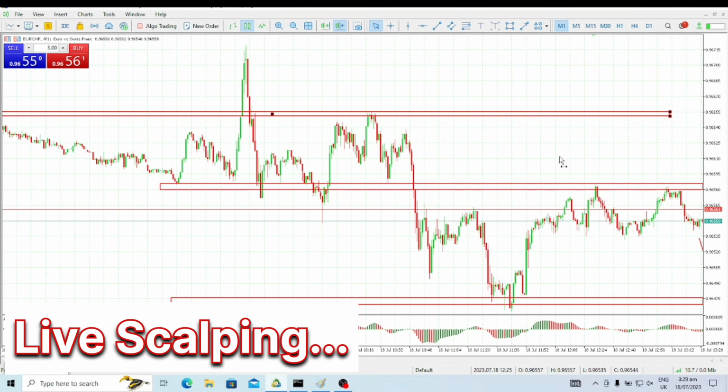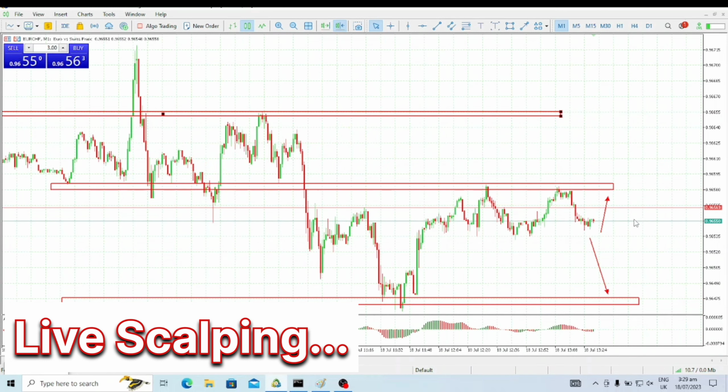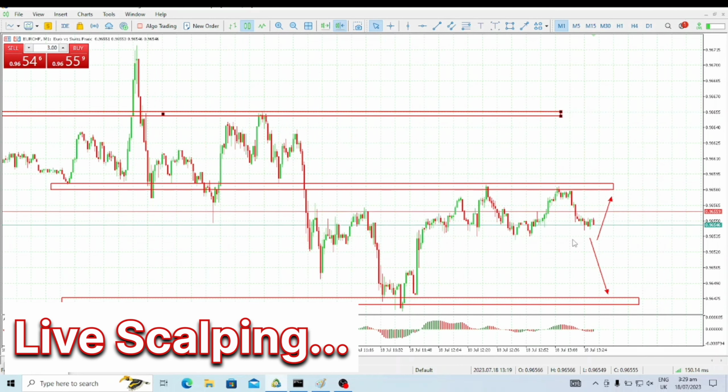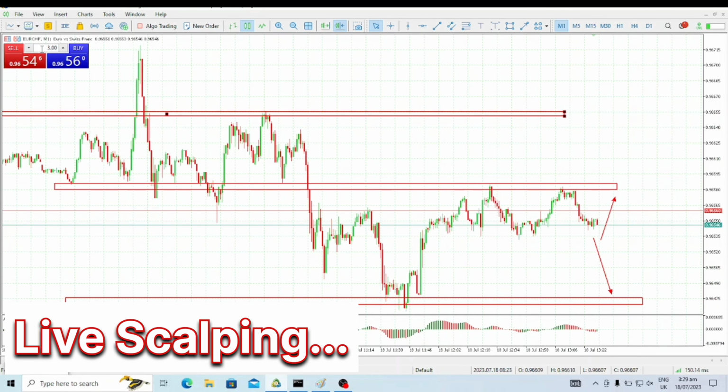We searched for Euro Swiss because we wanted to find a ranging market. Now the market is ranging, so we must also be in a ranging mode. We shouldn't be trading trend while the market is ranging. So we are going to wait until the market hits this upper part, or hits this lower part, and then we will enter our sell or our buy. We are in the ranging mode, so we have to activate our ranging methods. We don't trade ranges while the market is trending. At the same time, we don't trade trending while the market is ranging.